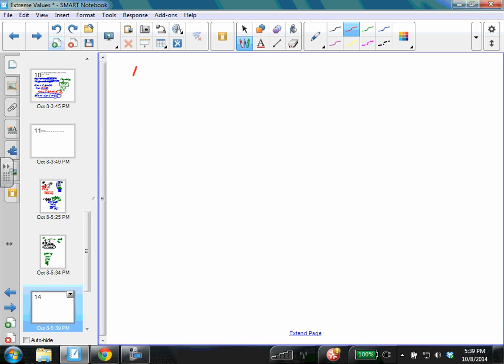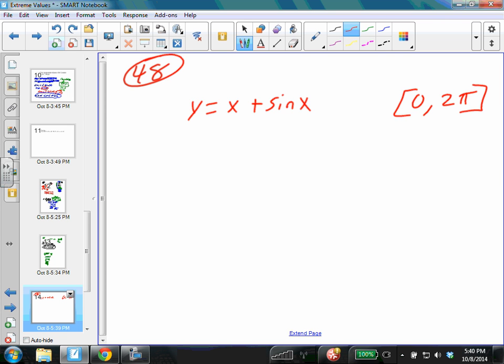So now for number 48. 48 has some trig involved. Okay, so 48 says y equals x plus sine of x. And our interval here is from 0 to 2 pi. So we already know to check 0, and we know to check 2 pi.